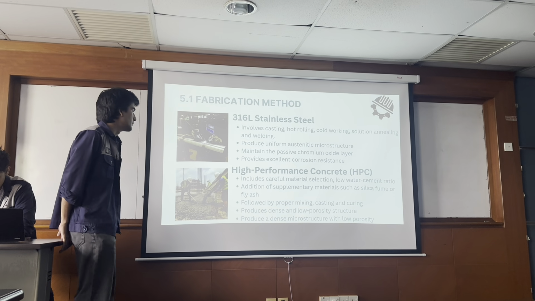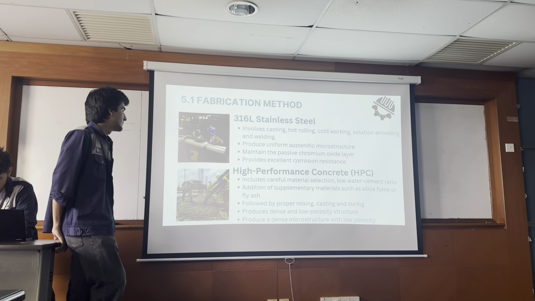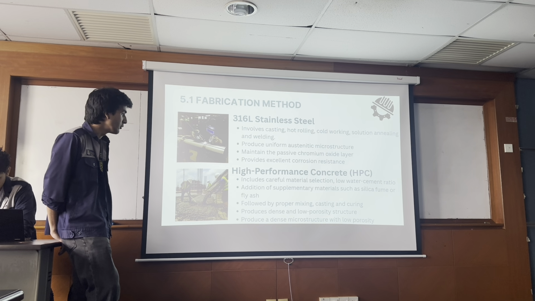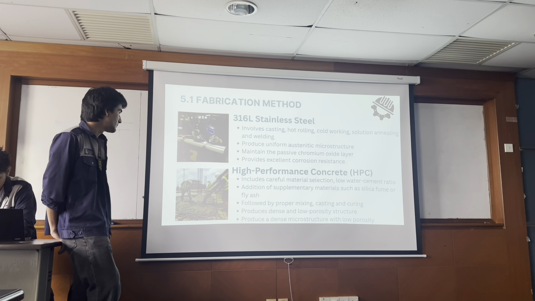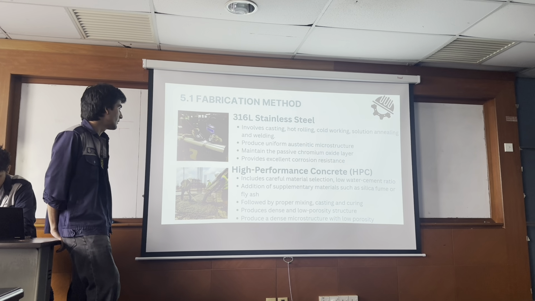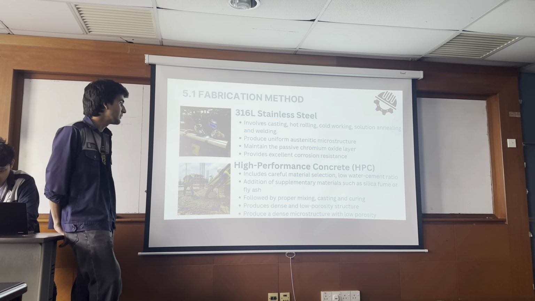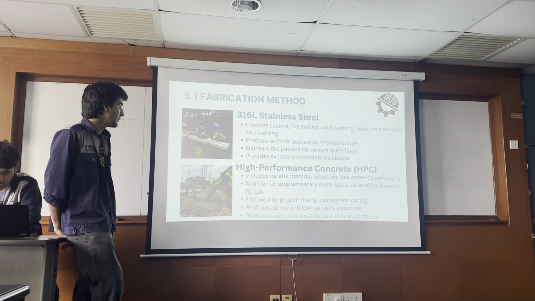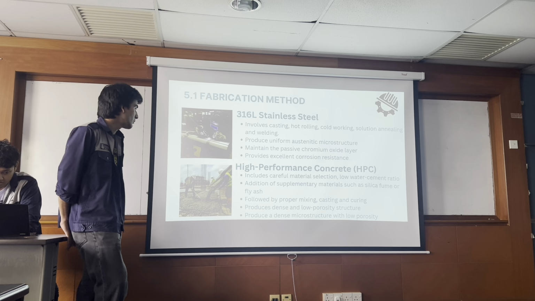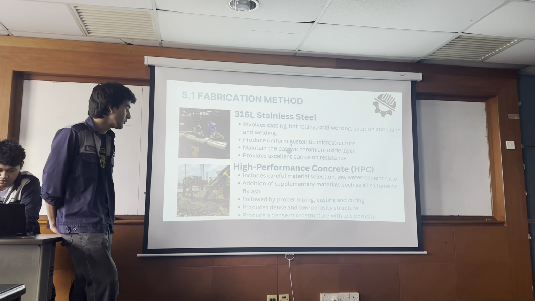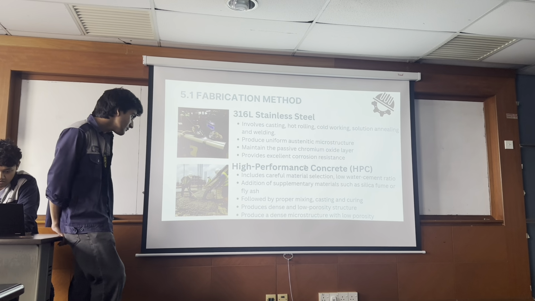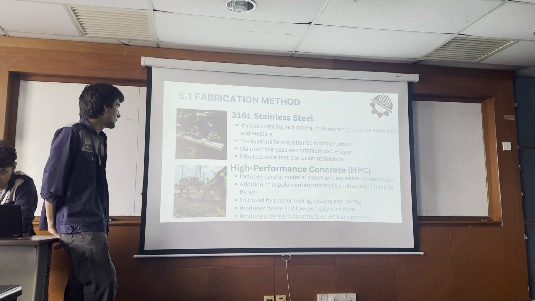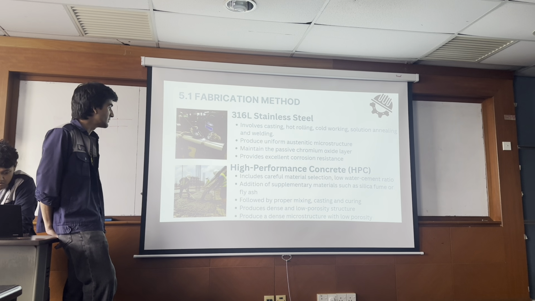As for the high performance concrete, HPC, the processes include careful material selection, followed by using a low water cement ratio. After that, supplementary materials such as silica fume or fly ash are added. And lastly, it is followed by proper mixing, then casting, and then curing. By doing all these processes, it will produce a dense and low porosity structure, which is suitable to be used for an industrial area which is as corrosive as the Gebeng industrial area.